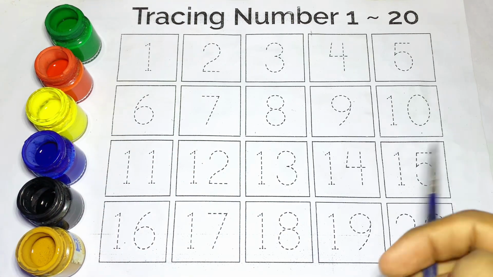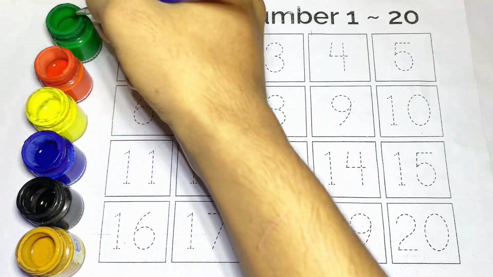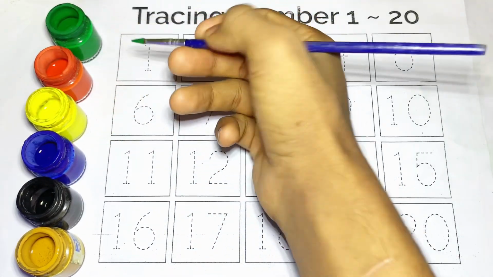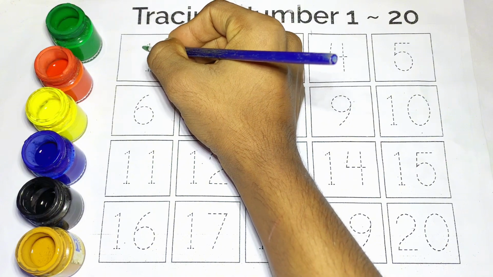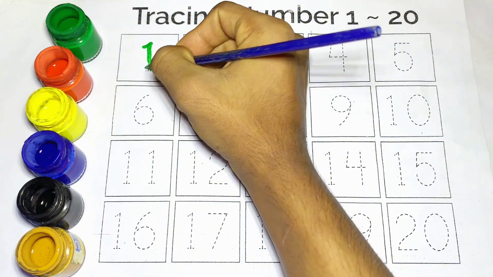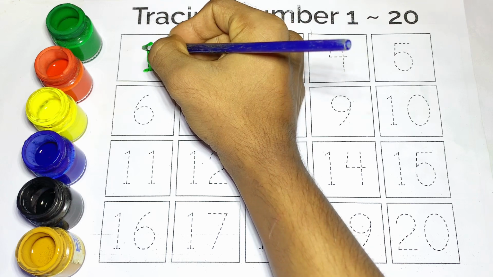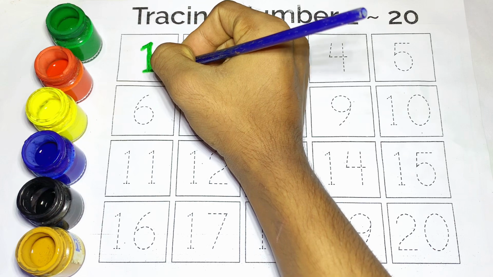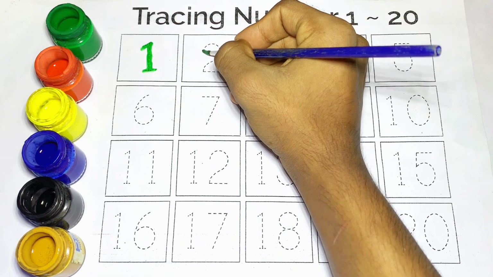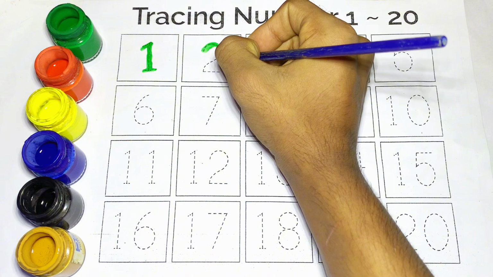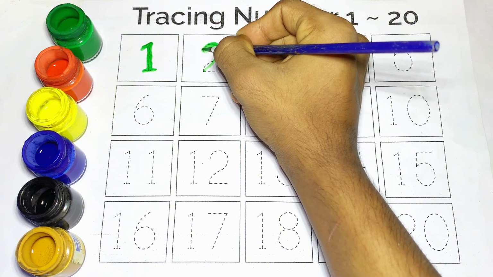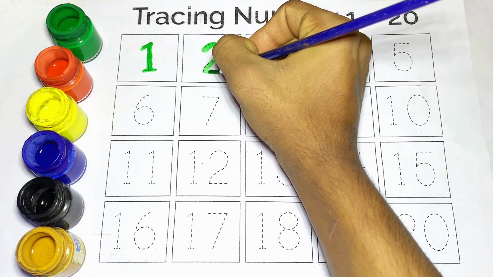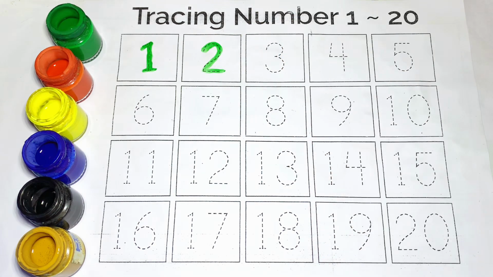Kids, now coloring numbers. Kids, first draw 1, the numbers of 1, and use green color. Now 2, the numbers of 2, and again use green color.